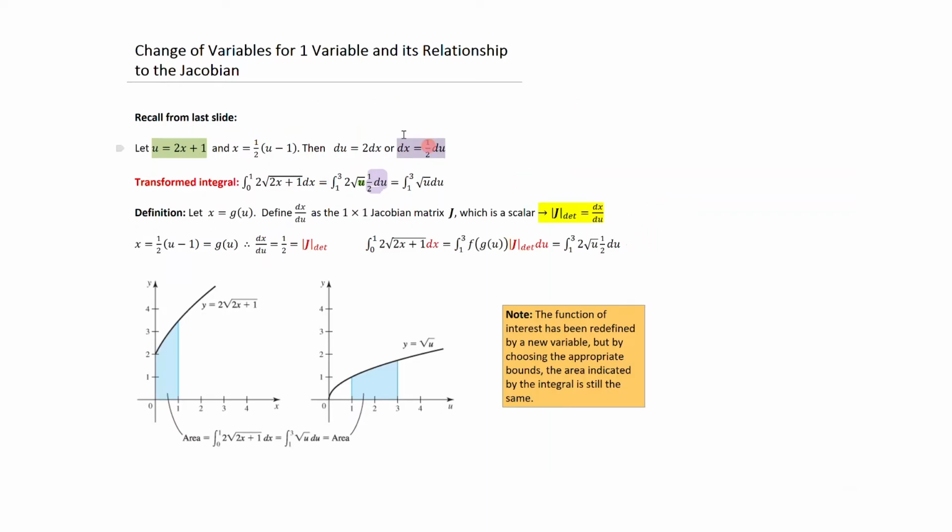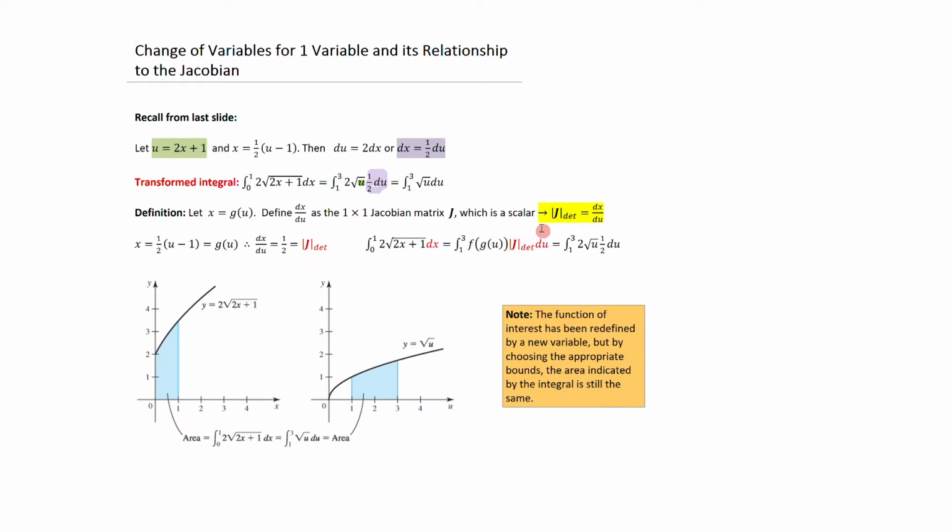All right, let's look at this in a little bit more detail. Again, we're just taking the information that we've presented previously, and now written it out here. And again, here is the transformed integral, which was on the previous slide. All right, so now what we'll do is we're going to let x be g of u, and we define dx by du as a 1-by-1 Jacobian matrix J, which is a scalar. For the one variable case, it's a scalar.